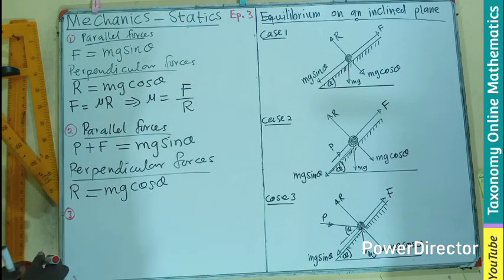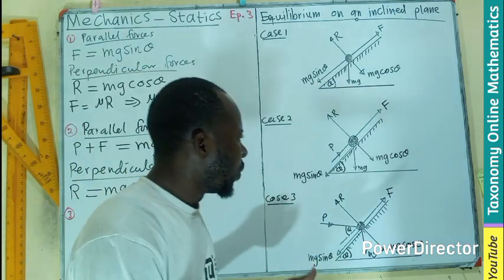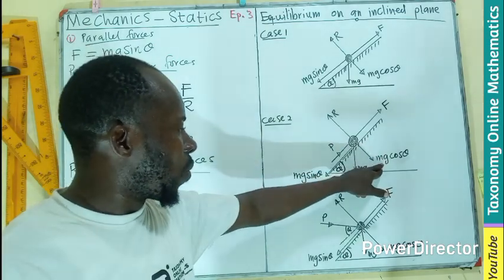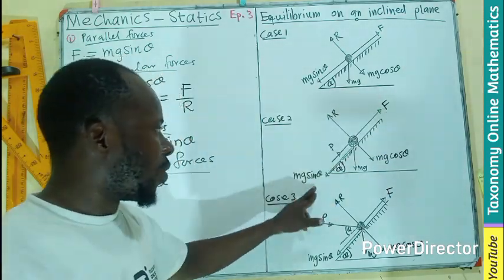So let's go to the third case. For the second case also, we know that this is equal to this, and this will also be equal to this.